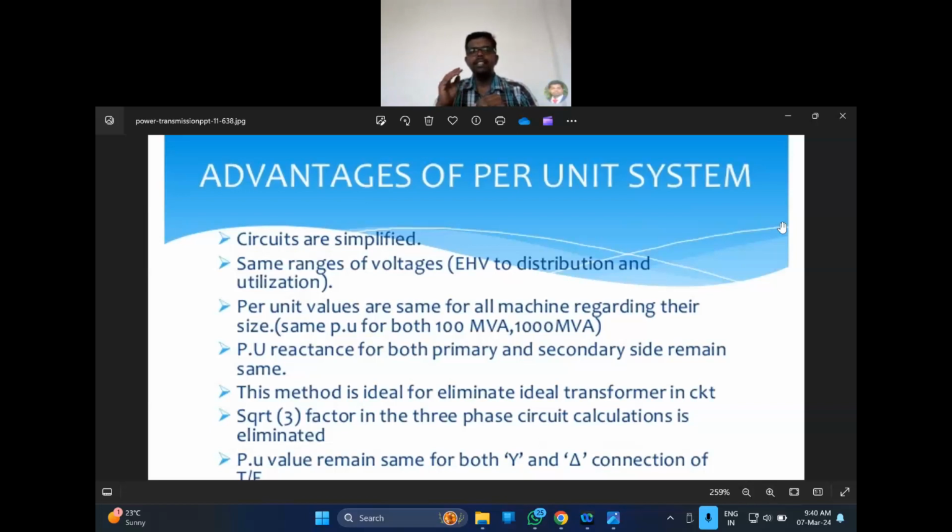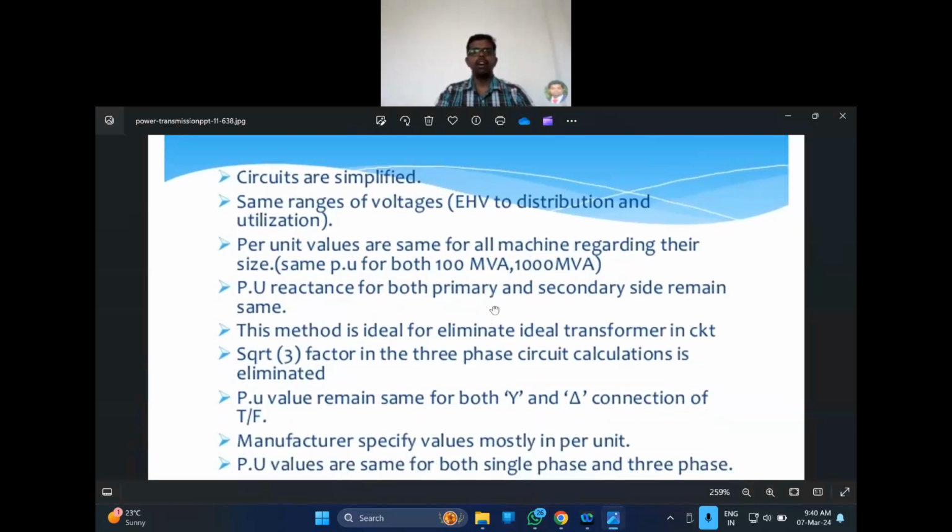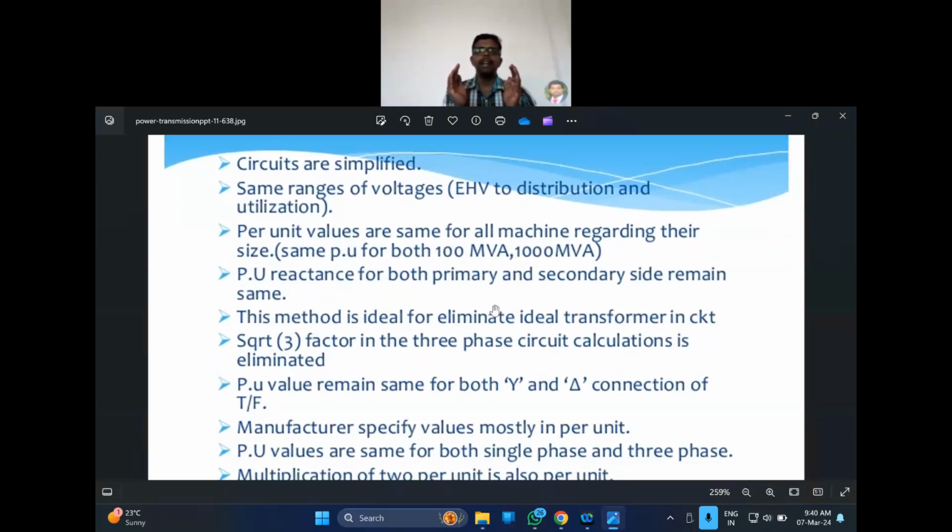Next, the same range of voltage, for example, from EHV to distribution and utilization. If you change that into the per unit system, it will come into a common scale. Next, per unit values are the same for all machines regardless of their size. Whatever the size may be, 100 MVA or 1000 MVA or 10,000 MVA, the per unit values are the same for all machines if you convert to a common scale.